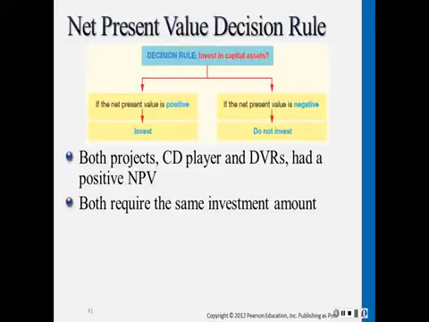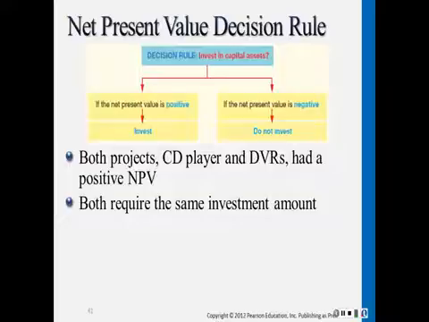Exhibits 2111 and 2112 show that both the CD player and the DVR projects have positive net present values. Therefore, both are attractive investments. Because resources are limited, companies are not always able to invest in all capital assets that meet their investment criteria. As mentioned earlier, this is called capital rationing. Greg's may not have the funds to invest in both the DVR and CD player projects at this time.